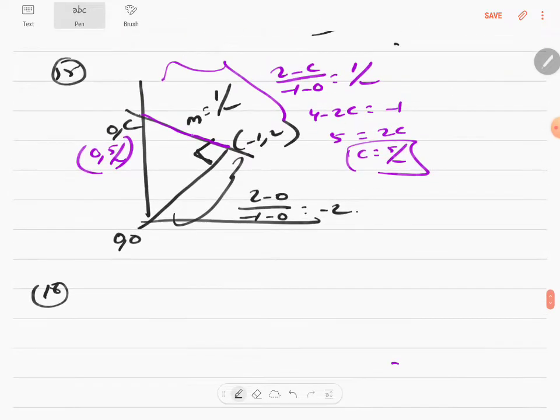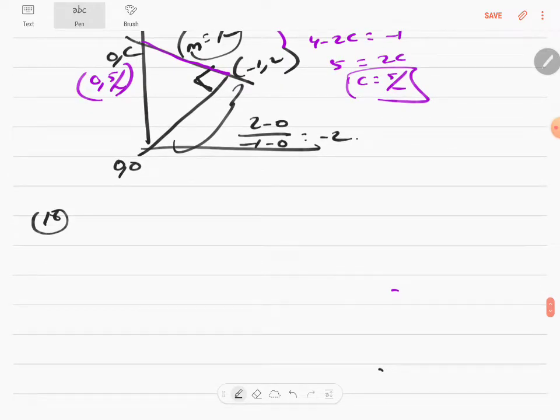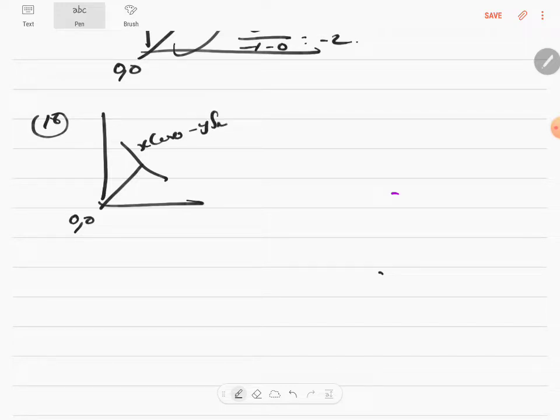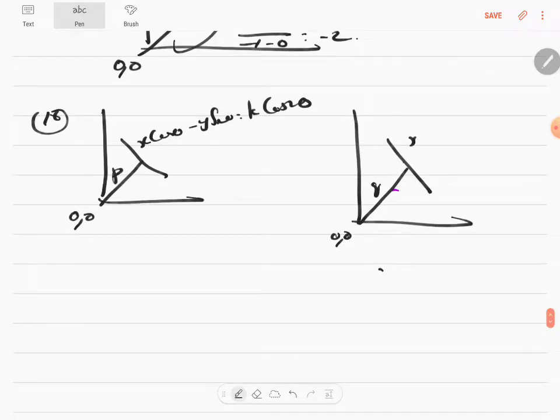And you know the slope itself is being done, the perpendicular slope. Okay, so then y is equal to mx plus c. If p and q are the lengths of the perpendicular from the origin, p is the length of the perpendicular from the origin to the line x cos theta minus y sin theta is equal to k cos 2 theta, and q is the length of the perpendicular from the origin to the line x secant theta plus y cosecant theta is equal to k.